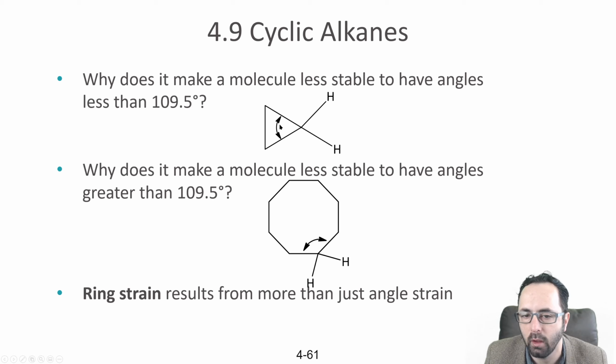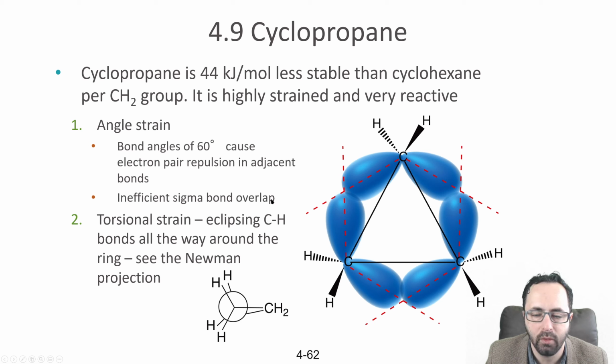Cyclopropane. So cyclopropane is a flat triangle molecule. The angles are 60 degrees, which is much less than the favored 109.5. So cyclopropane is quite reactive, quite unstable. And this is going to actually be taken advantage of sometimes in other reactions that we look at later.